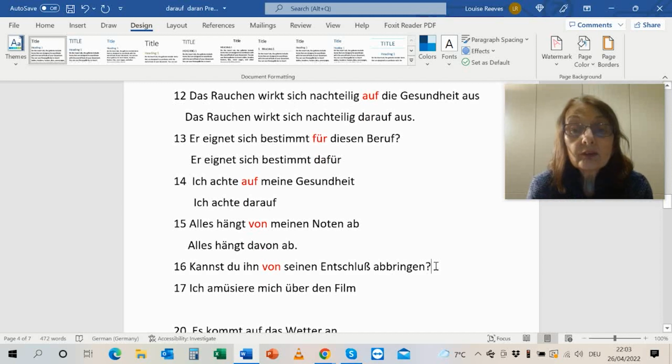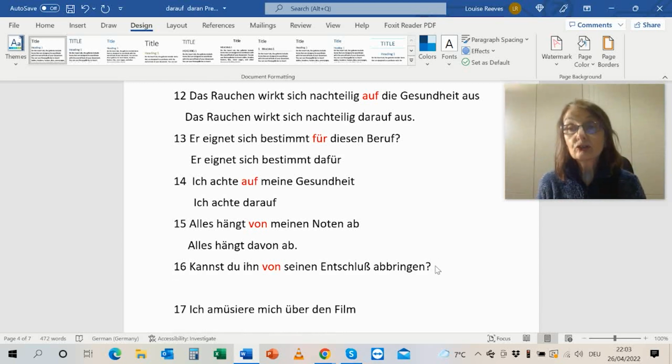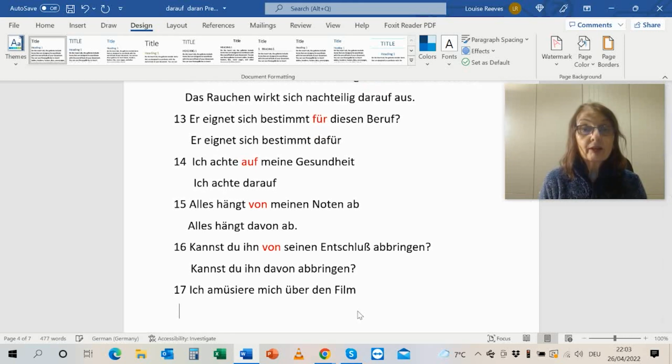Kannst du ihn von seinem Entschluss abbringen? In other words, can you persuade him to change his mind? Kannst du ihn von seinem Entschluss abbringen? Is the key. So you have to get the von seinem Entschluss into a pronoun. Kannst du ihn davon abbringen?